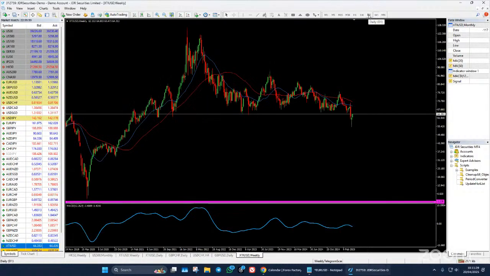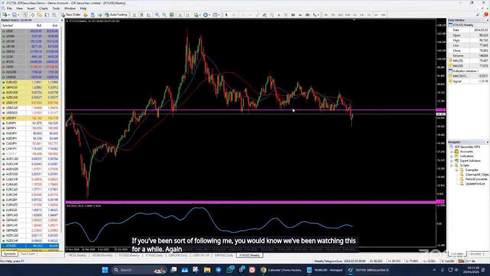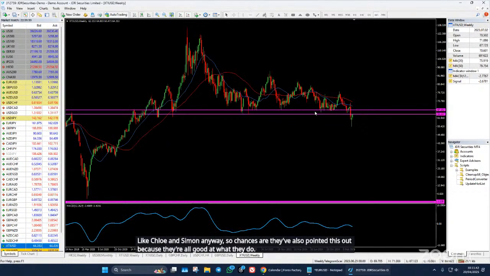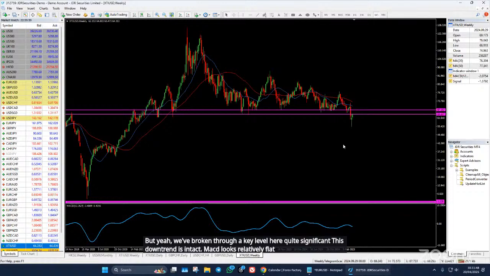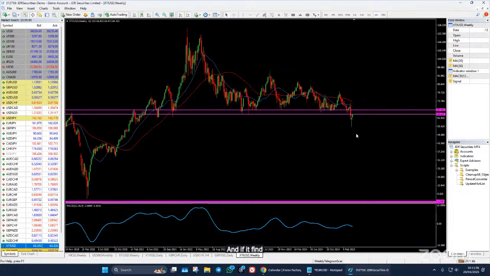If you've been following me, you would know we've been watching this for a while. I'm also following everyone else, like Chloe and Simon and everyone, so chances are they've also pointed this out because they're all good at what they do. But yeah, we've broken through a key level here, quite significant. This downtrend is intact. MACD looks relatively flat. Right now, I really want to see how it tests this resistance level. And if it finds resistance, I think we can expect it to go back.